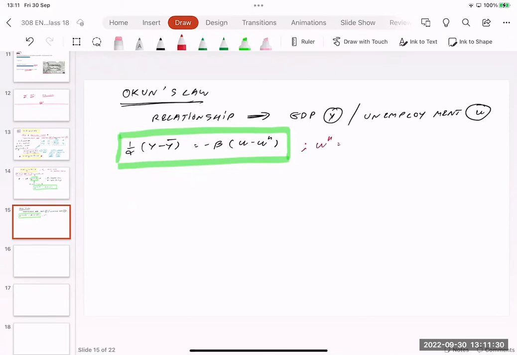Let me write down here. UN is the natural rate of unemployment. Okay, natural rate of unemployment. This is like the reference number for the unemployment. UN is like the reference number for the unemployment.